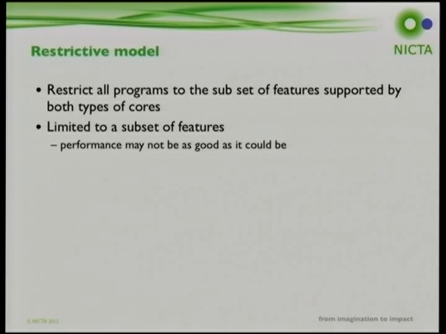First of all, there's this idea of a restricted model, where you restrict the kernel and user space programs to a subset of the features that are available on both the core types. Obviously, if you do this, you may not get advantages from certain features that the big core may provide, and your performance will not be as good as it could potentially be.